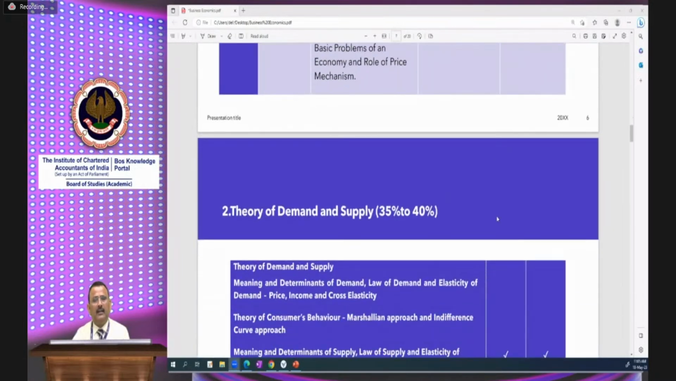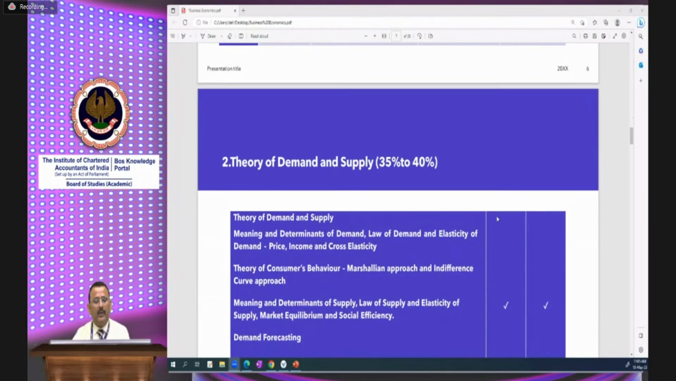The next unit is the theory of demand and supply, where you will be talking about the meaning and determinants of demand, elasticity of demand, price, income, and cross elasticity of demand, consumer behavior, the Marshallian approach and the indifference curve approach, meaning and determinants of supply, law of supply, market equilibrium, and social efficiency and demand forecasting.